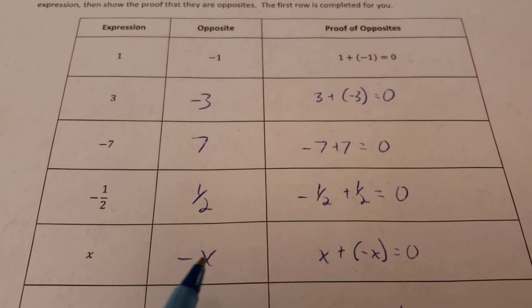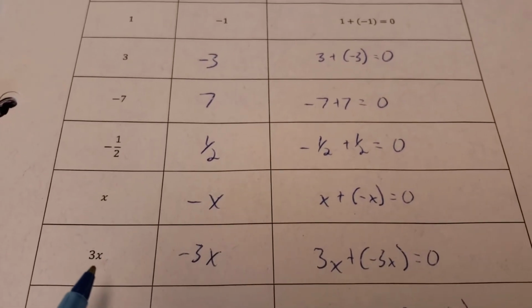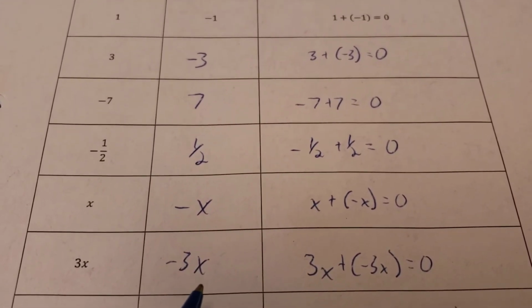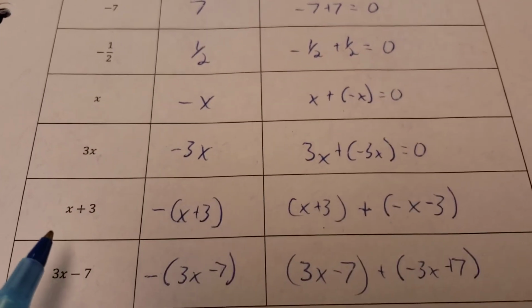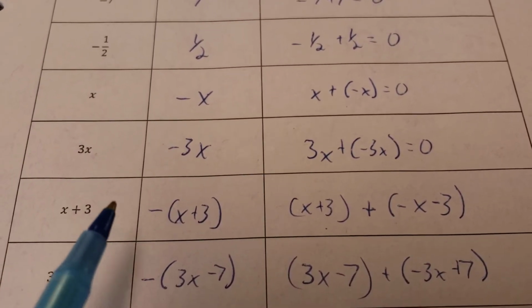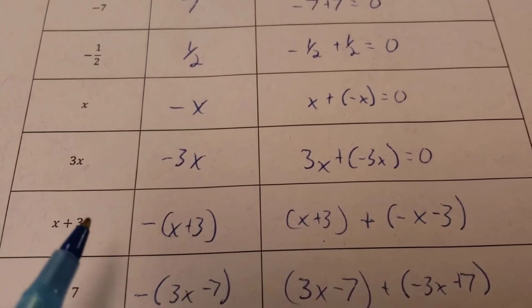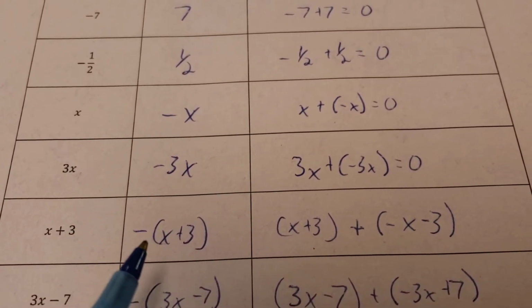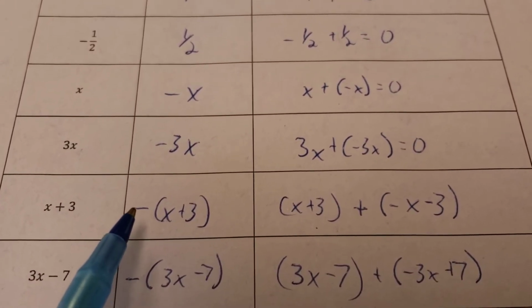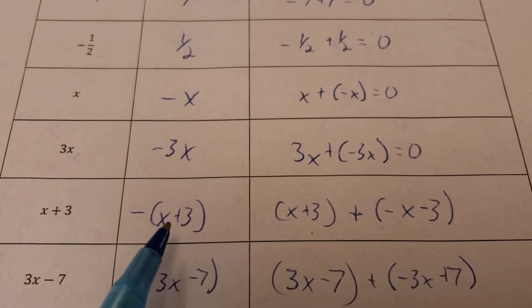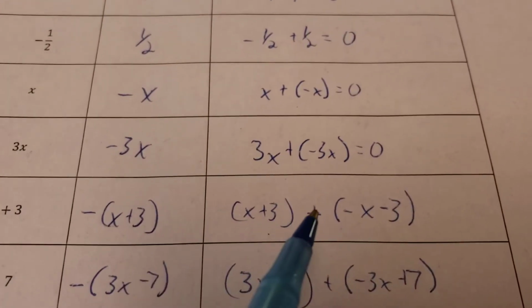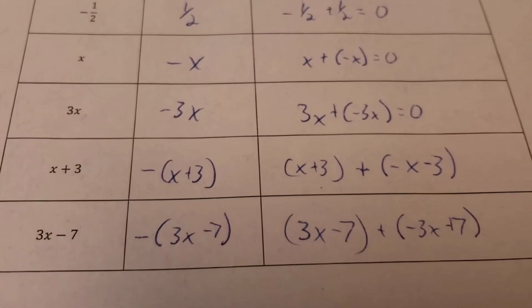If you have an x, the opposite of that would be a negative x. And if you have a 3x, the opposite of that is negative 3 times x. If you have x plus 3, that's some quantity, you can put parentheses around it and make it negative x plus 3. Now, if that's the case, remember that negative applies to everything in there. So negative x and negative 3 is how that would kind of play on out.